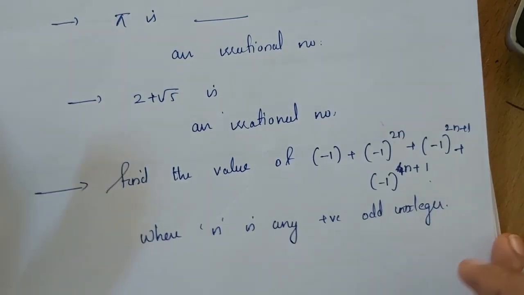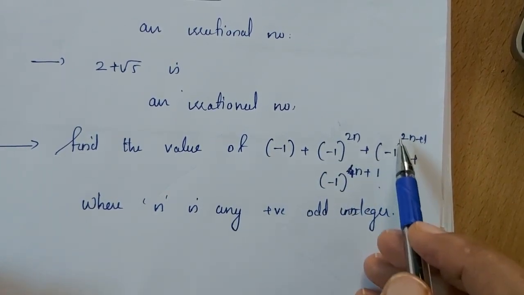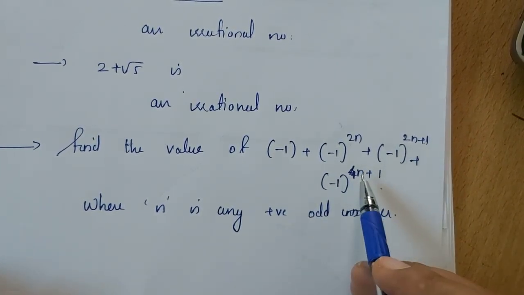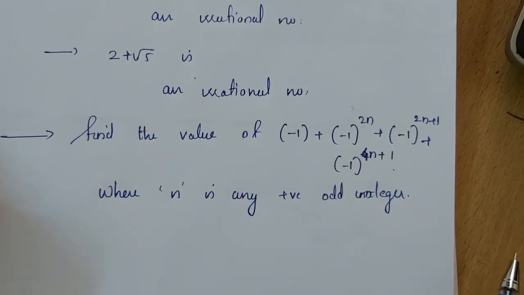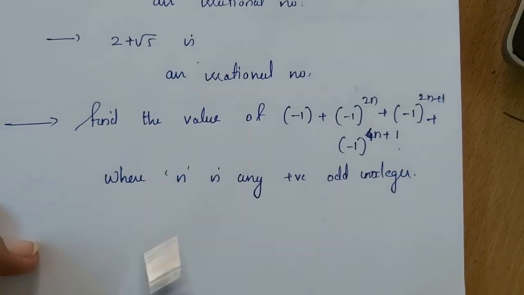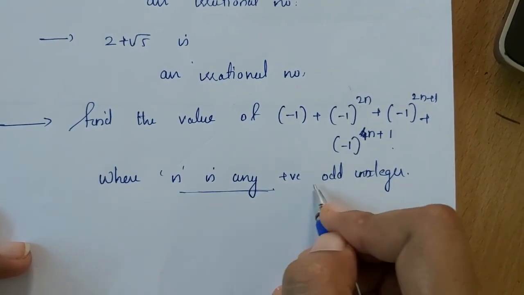Once again, find the value of (-1) + (-1)^(2n) + (-1)^(2n+1) + (-1)^(4n+1). Okay. Here the condition given is n is any positive odd integer.